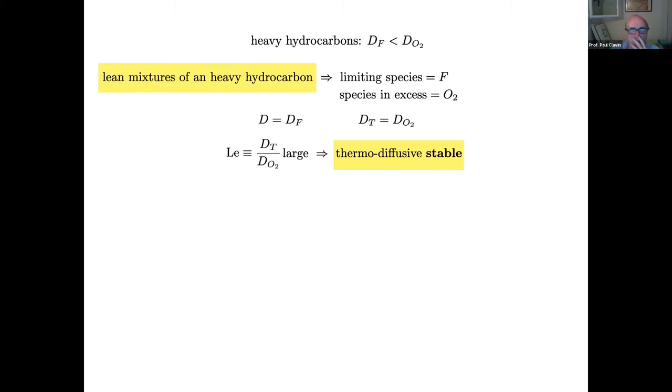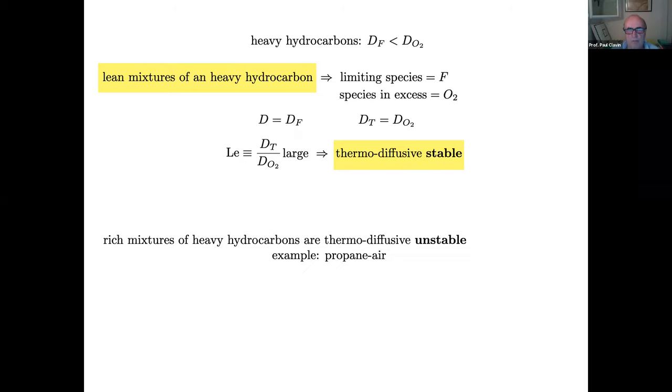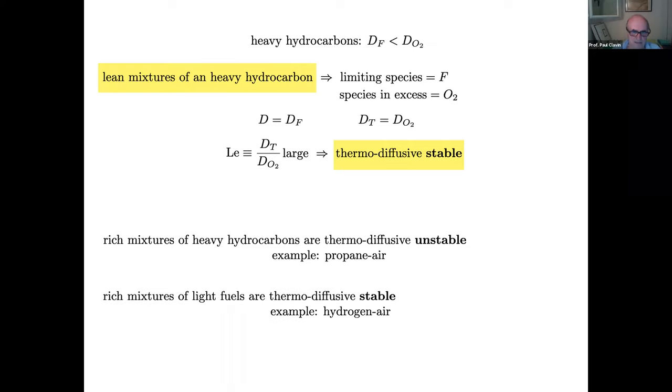And when this DT over the order is large, you are thermodiffusively stable, which means that a lean mixture of heavy hydrocarbon should lead to a thermodiffusively stable flame. On the opposite, a rich mixture of heavy hydrocarbon should be thermodiffusively unstable. And this is typical. The next typical example is propane air. Propane is a molecule larger than the molecule of oxygen, so that the diffusion coefficient is smaller. And so, when the mixture is rich for a heavy hydrocarbon, you are thermodiffusively unstable, as is well known now.